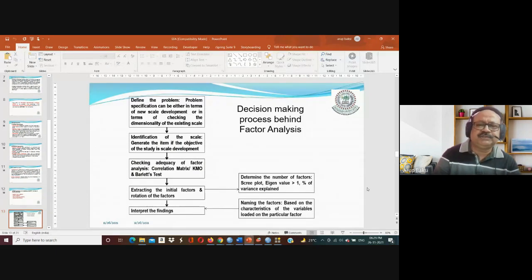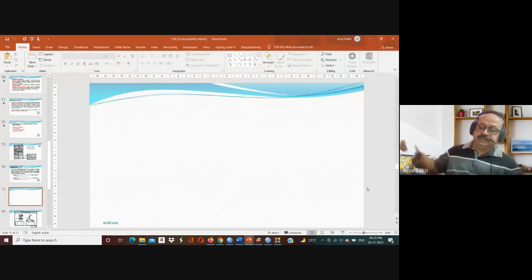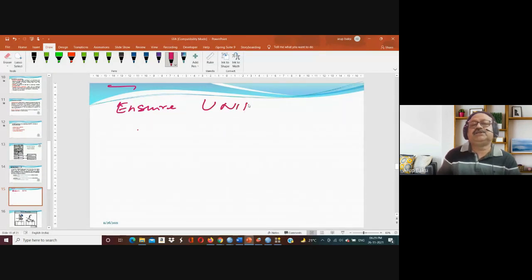This is the decision-making process in factor analysis. We have already discussed it. The concept of rotation, yes, this is very much important. One of the issues in factor analysis is the concept of rotation. Now, the concept of rotation basically crops up to ensure unidimensionality.